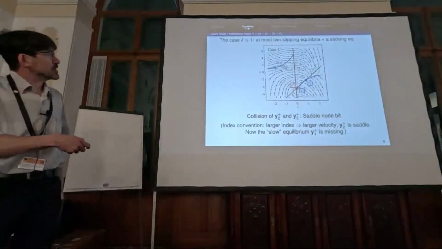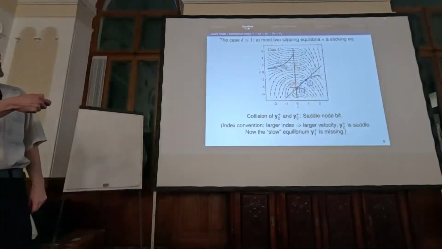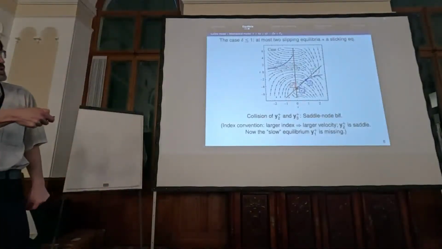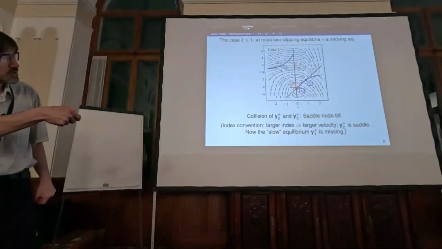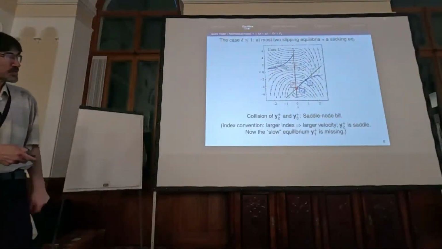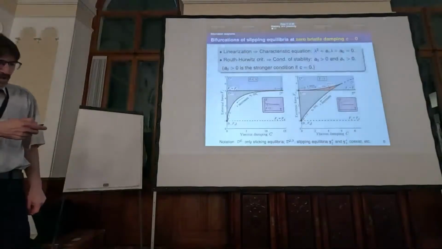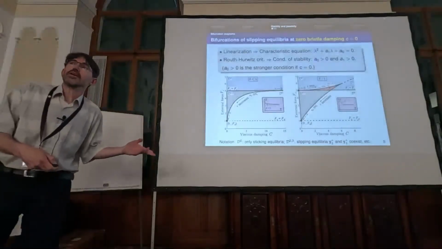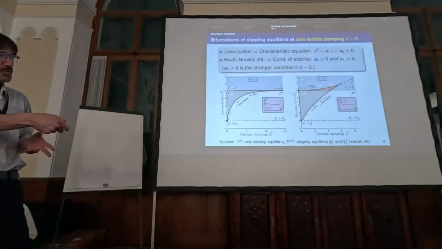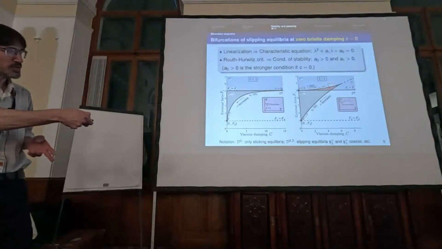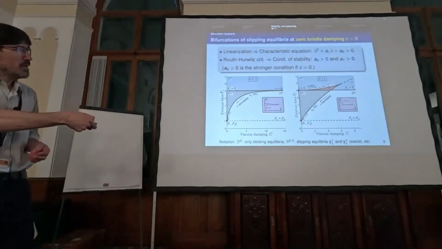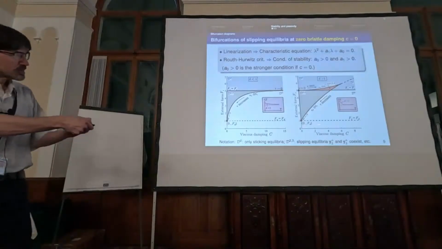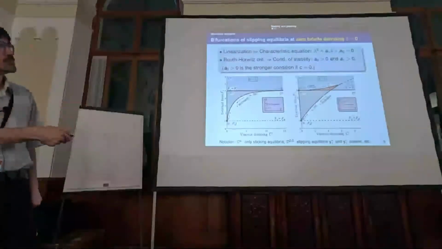Just to show the other case, if the exponent is less than 1 or just equal to 1, then due to the shape of this stable characteristic, only 2 slipping equilibria can coexist. The previously shown cases can be identified even on the parameter plane of the viscous damping and the external force.